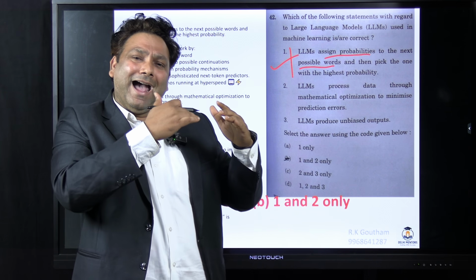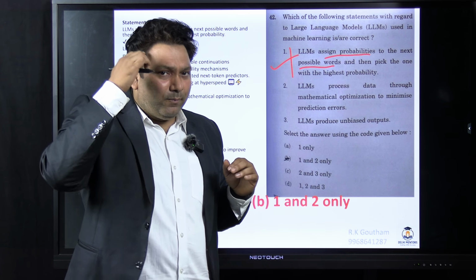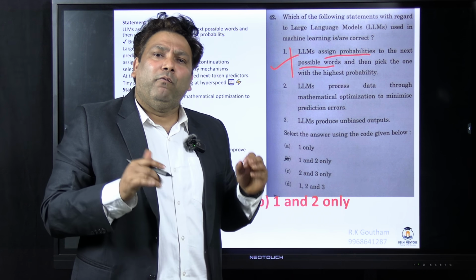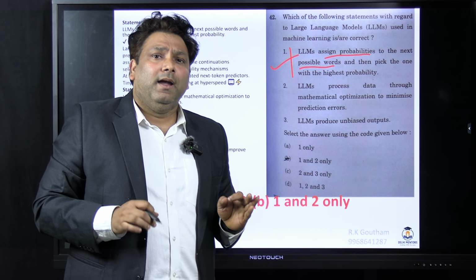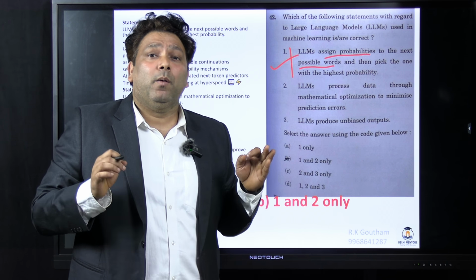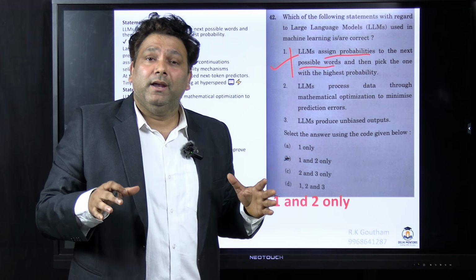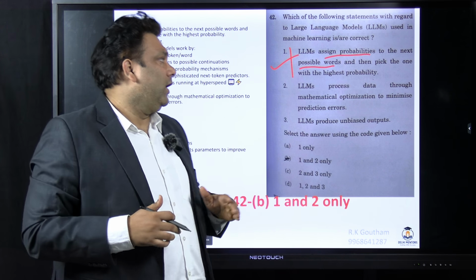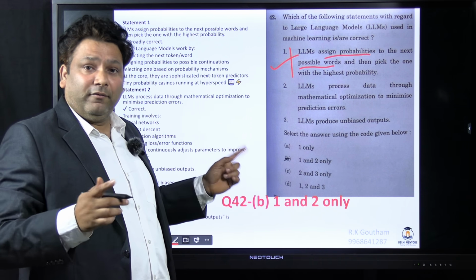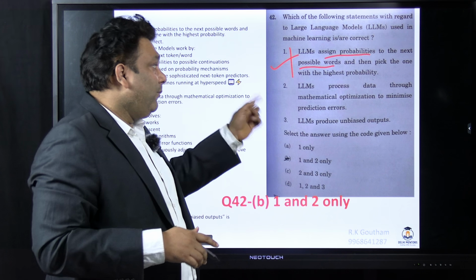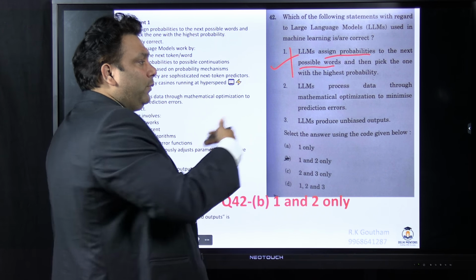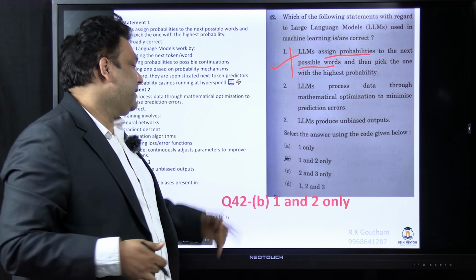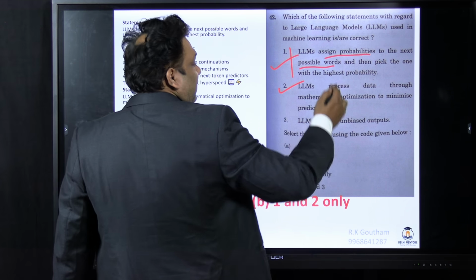मीन्स it will be using a hierarchy. मीन्स ओके, जैसे अपने ब्रेन में न्यूरल नेटवर्क होता है ना, वैसा ही कुछ टेक्नोलॉजी यूज करता है. एंड कंप्यूटेशनल कैपेसिटी, जितनी कंप्यूटर को चाहिए, वो बहुत कम होती है. एंड जितना भी डेटा चाहिए ना, वो भी बहुत कम होगा. ओके, हायरार्किकल रीजनिंग मॉडल को this I have discussed in current affairs. So LLMs process data through mathematical optimization to minimize the prediction errors. This is also a right statement.